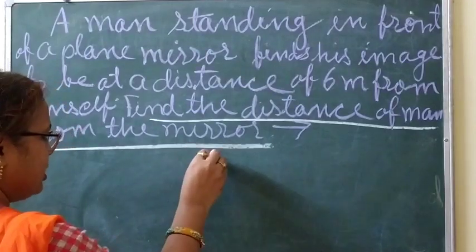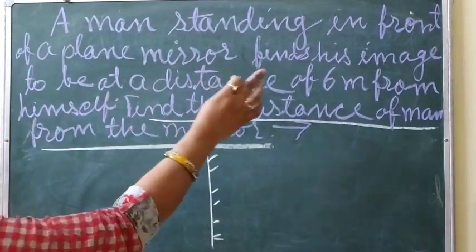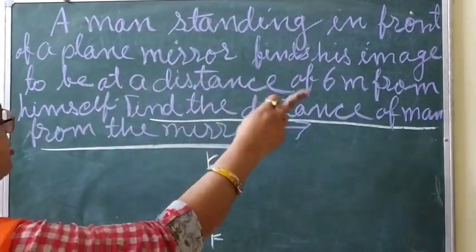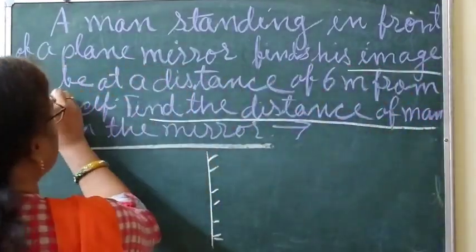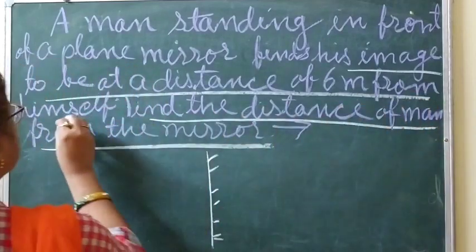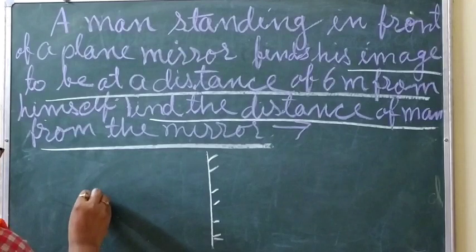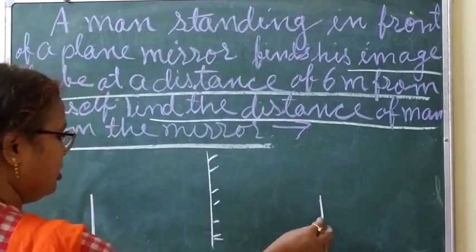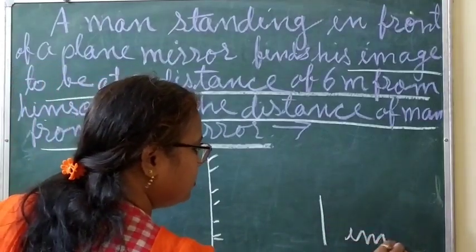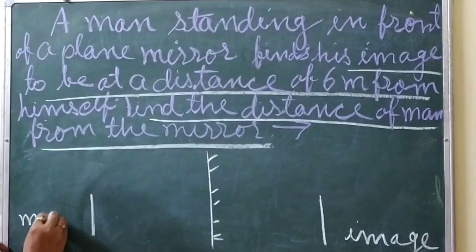Suppose this is the plane mirror. A man is standing in front of the plane mirror and finds his image to be at a distance of 6 meters from himself. If this is the man, then this is the image. This part is the image, and this is the object. Object means man. The man is the object here.